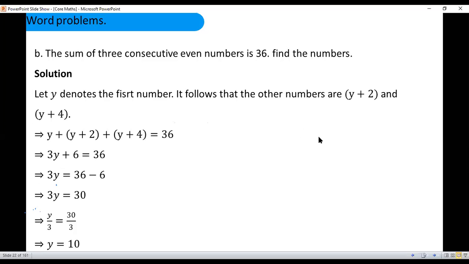So it follows that the other numbers are y plus 2 and y plus 4. Is anybody having a problem with the even numbers? Our first even number is y, the second is y plus 2, and the third even number is y plus 4. If you have any problem finding the even numbers, raise your hand.